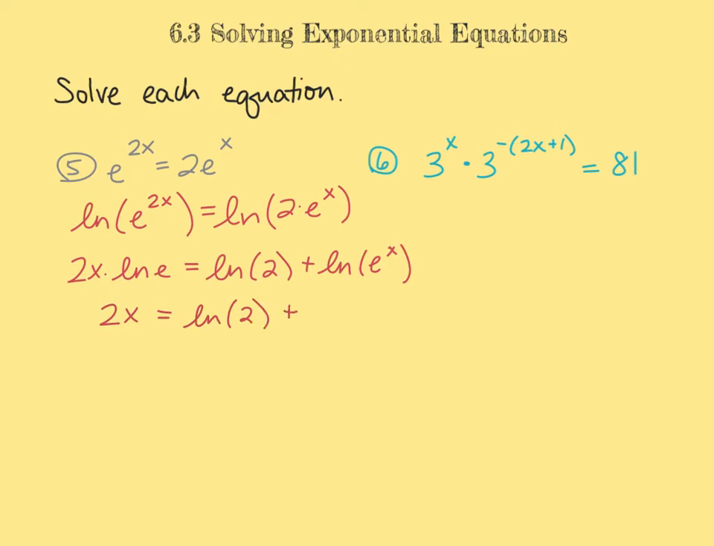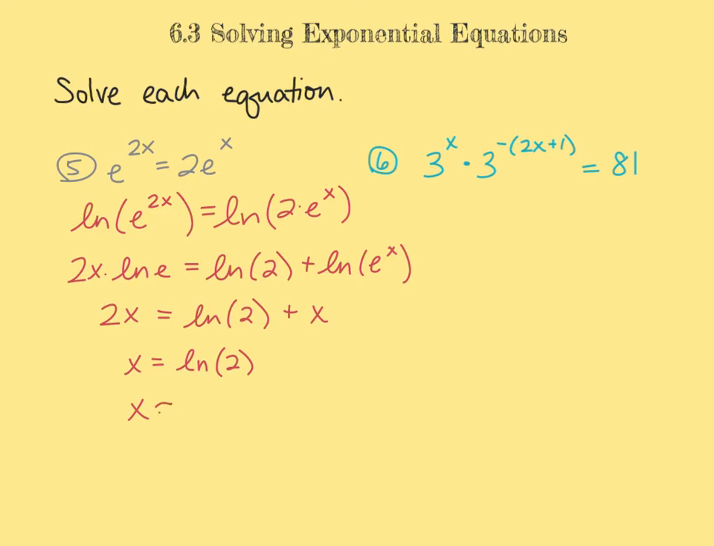And then over here, we can bring the x out front using the power property. And then we're multiplying by the natural log of e once again. Well, what is the natural log of e? 1. So we don't even need to write it. So from here, solving for x is a breeze. We'll subtract x from both sides, and we'll get that x equals the natural log of 2.